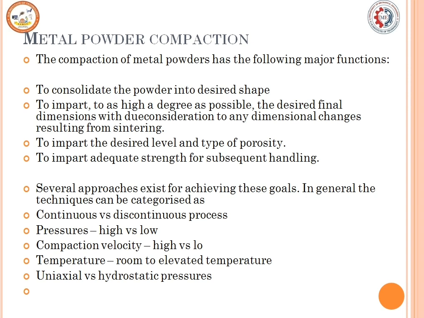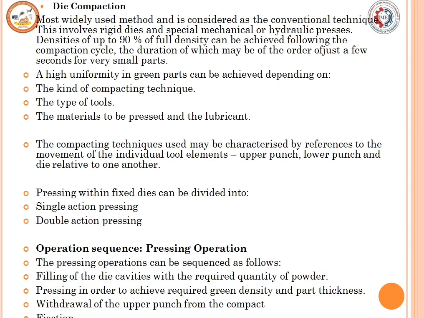Metal powder compaction is when we get the material in powder form, you have to compact or bind it to the required size and shape so that it can be used without any difficulty. There will be continuous versus discontinuous processes, pressures, compaction velocity, temperature, and uniaxial and hydrostatic pressures are applied. By dynamic compaction, you can apply the required pressure and obtain a reduced size with full density.